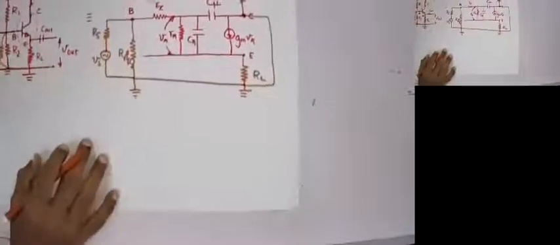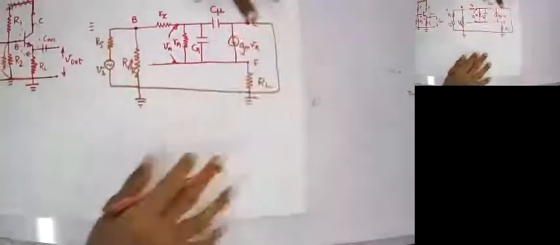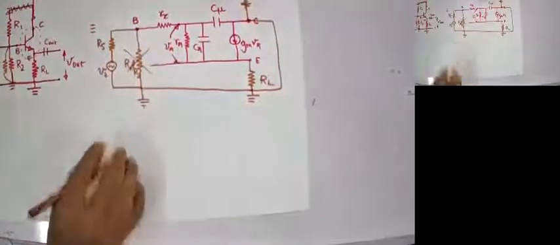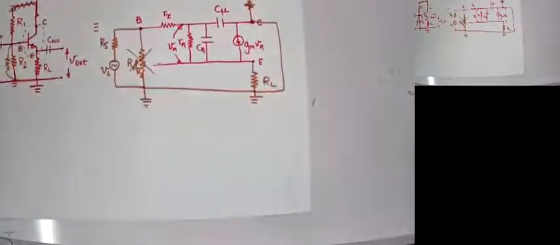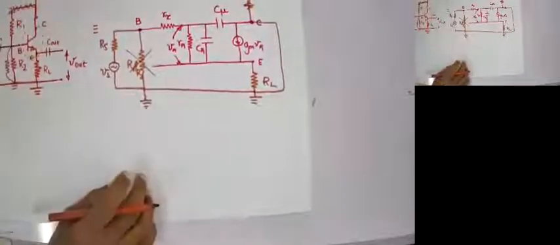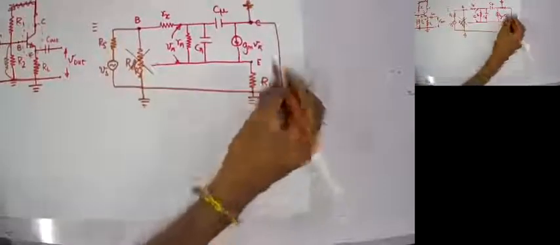Okay, look at this circuit. Forget about this ground. Now we have a circuit something like this. Of course, R1 parallel R2 will be a much bigger value, so that can be neglected. And then look at here.